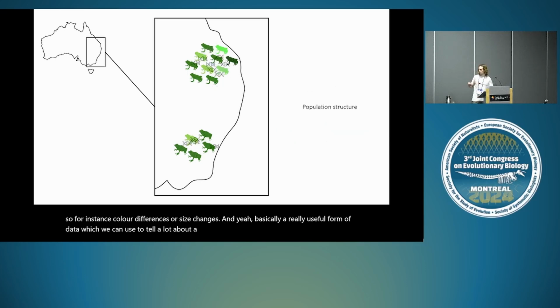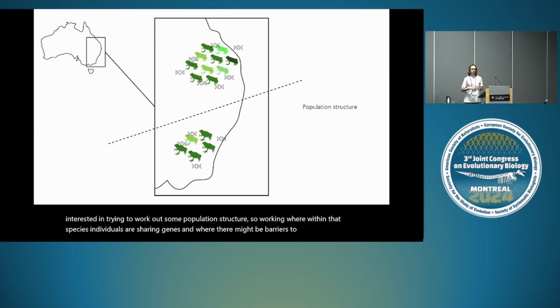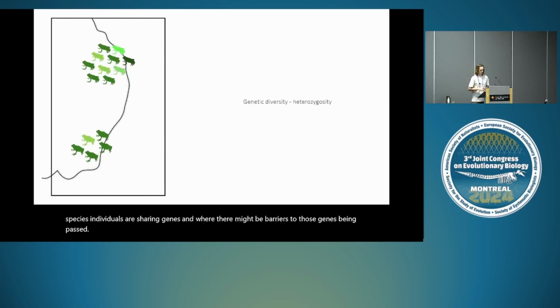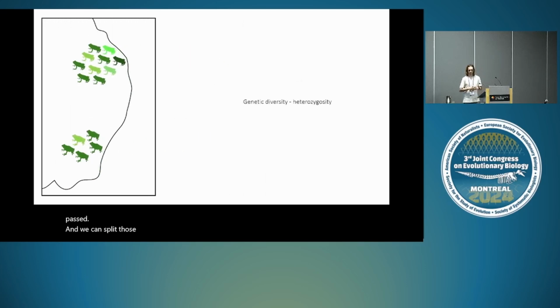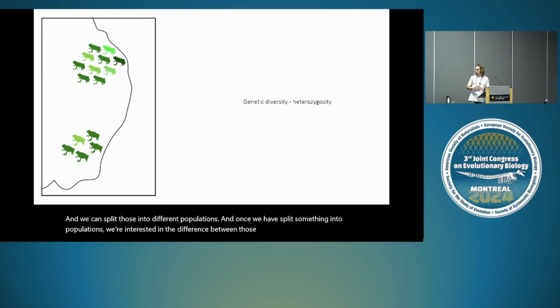Once we have that data, we might be interested in trying to work out some population structure, so working out where within that species individuals are sharing genes and where there might be barriers to those genes being passed as well. And we can split those into different populations. And once we've split something into populations, we're interested in the difference between those populations. One of the first things we might do is look at genetic diversity, and often we're measuring that in heterozygosity.